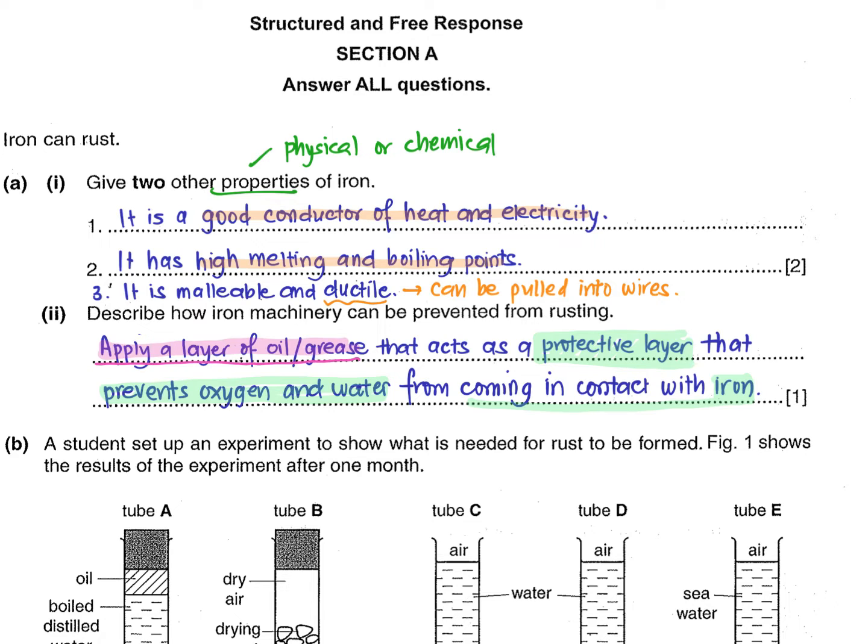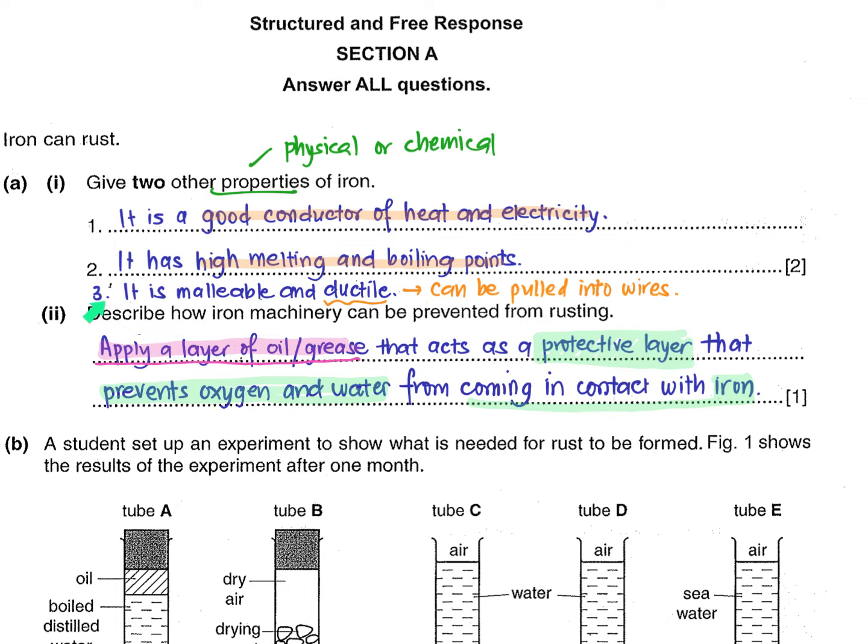The third one, I will not recommend unless you have to write 3. Why? Have you ever seen wires that are made of iron? No. Most wire is made of copper, and nowadays you have wire made of aluminium alloy. So iron is rarely used to make wire. If you have only 2 properties to give, give the first 2. If you have to give the third one, then no choice, write the third one.